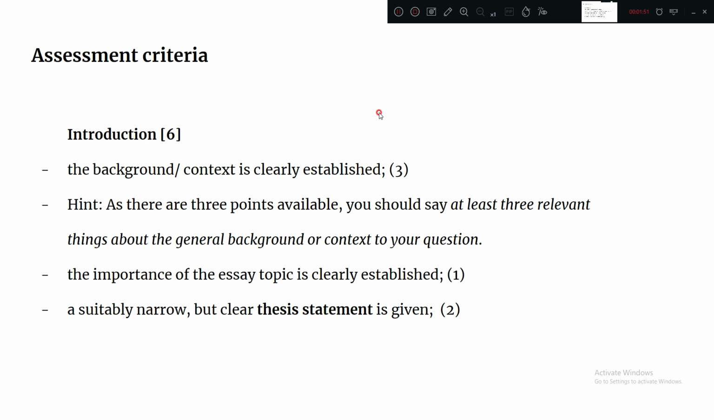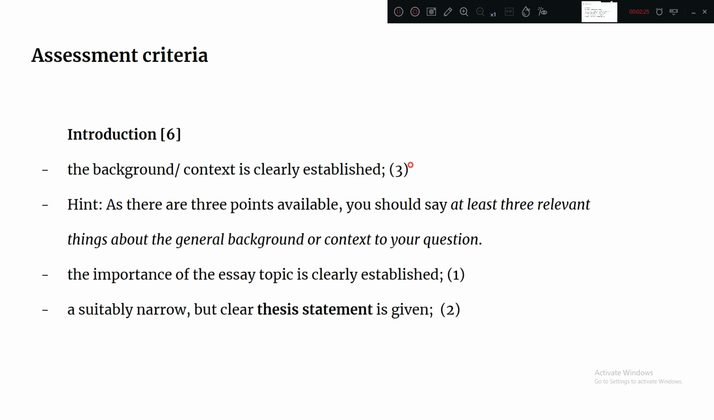3 points are available for the background. So this simply means that if you write 2 sentences, you cannot possibly score 3 points. So you are welcome to write more than 3 sentences. It's 3 or more sentences, but 3 is the minimum number. So think about providing enough context for a generally educated person to understand the specific issues and specific topic of the essay.